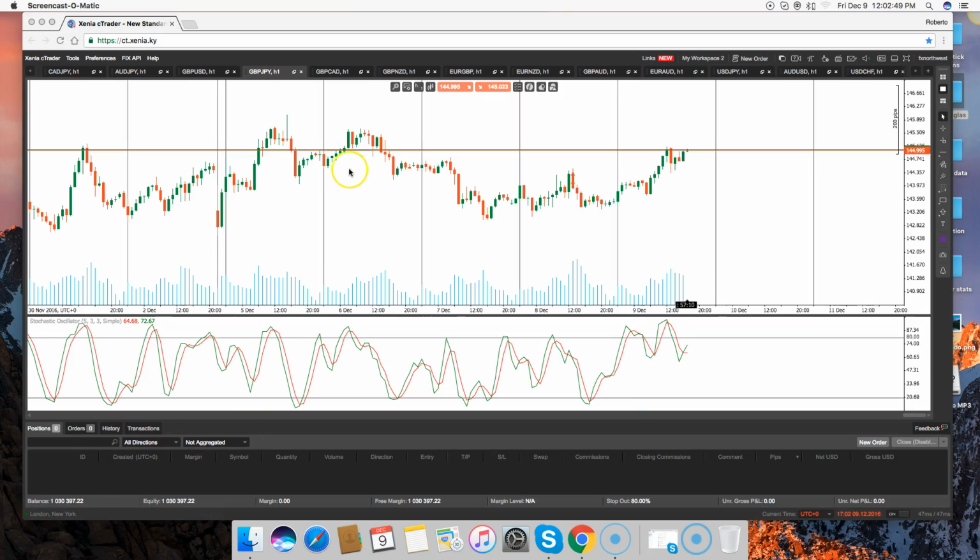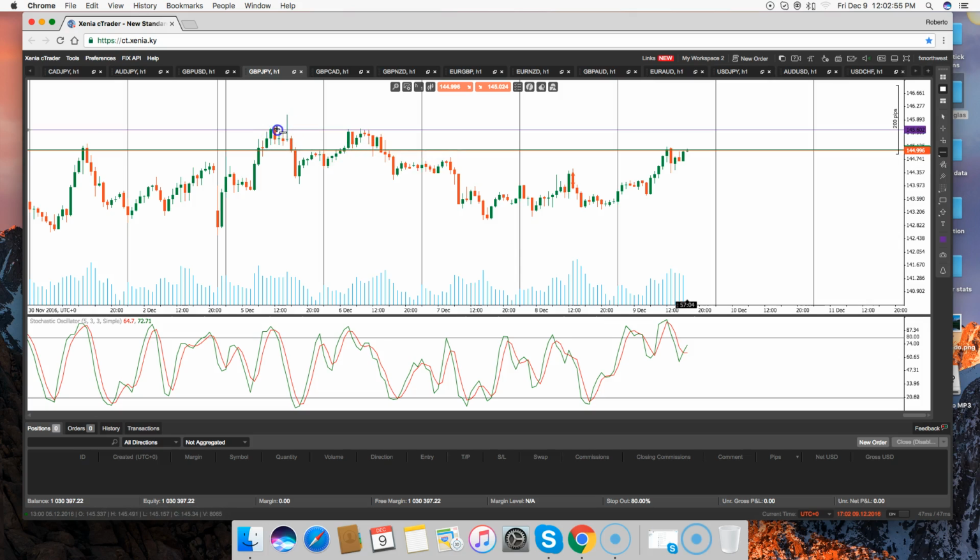Another example on the pound yen. Here's a previous resistance level over here, and price retested that level of resistance. Notice the stochastics is overbought, and we have several reasons here. We have an inside bar, we have an evening star, so anywhere around this level would be a great trade. The 145.60, 145.70 area, and the market sold off for 2 days.